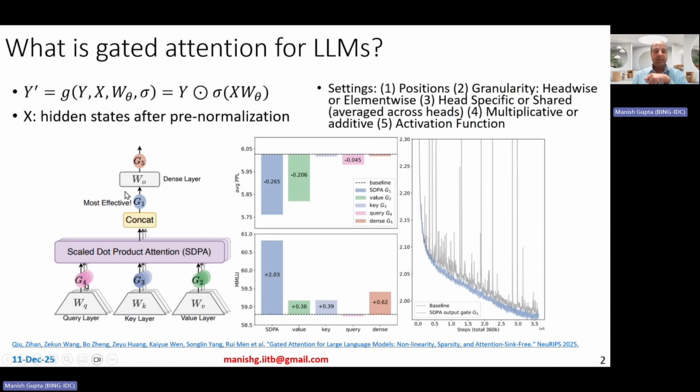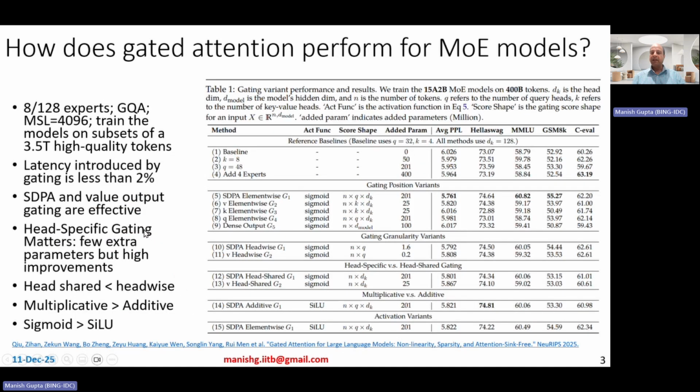So essentially, when you do gating right there, G1, after the concatenation of the multiple head outputs, it does incur a 200 million parameter cost. It also leads to the best results on MMLU and GSM-8K and reasonable results on HellaSwag as well. Now, if you think about head-specific or head-wise gating, rather than element-wise gating, the number of extra parameters is much lesser.